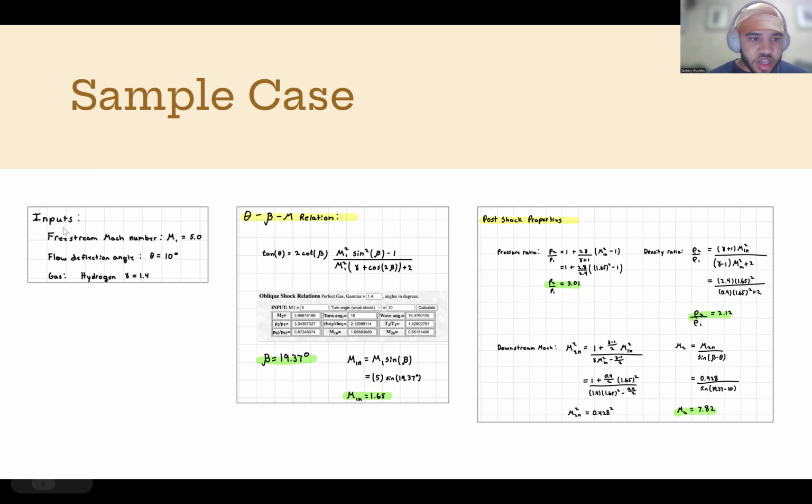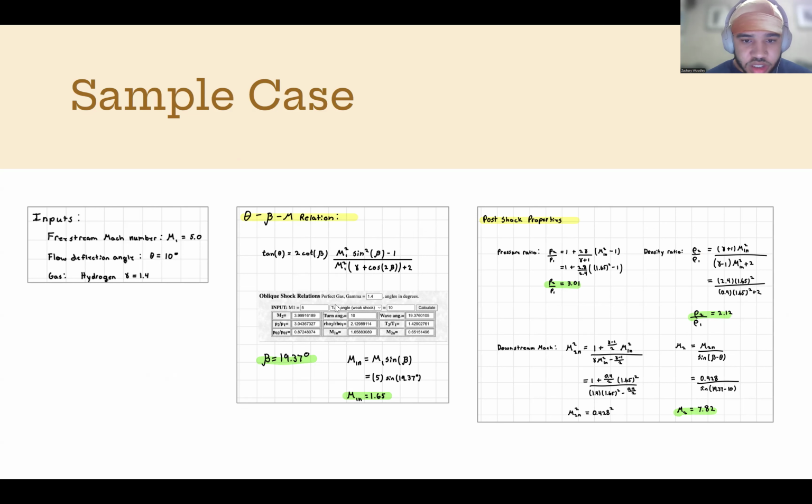So for the sample cases, for the input, we're going to use the free stream Mach number M1 equals 5.0, flow deflection angle theta equals 10 degrees. For the gas, we decided to use hydrogen and model it with gamma as 1.4 as an ideal gas. And for the theta-beta-M relation, we use this equation: tan theta equals 2 cot beta times (M1 squared sine squared beta minus 1) over (M1 squared times (gamma plus cosine 2 beta) plus 2).